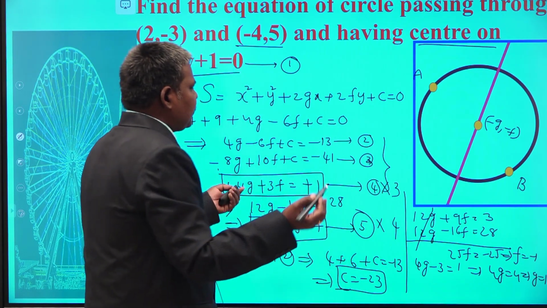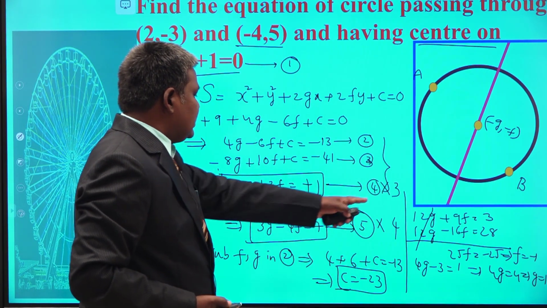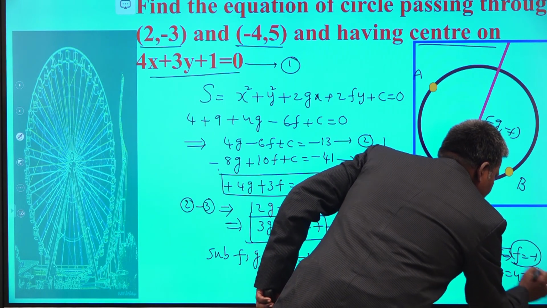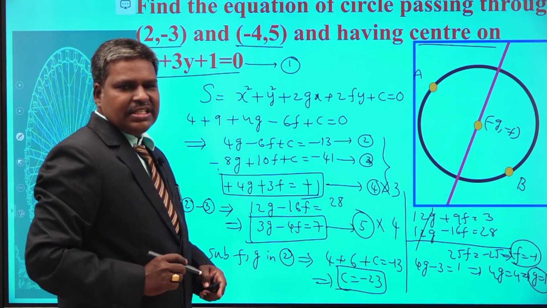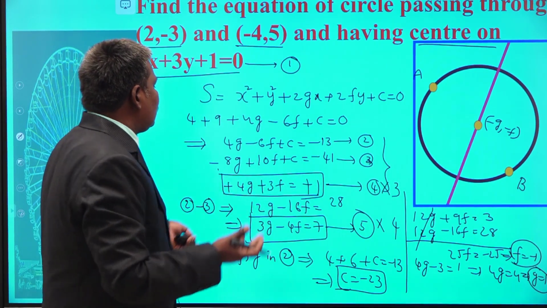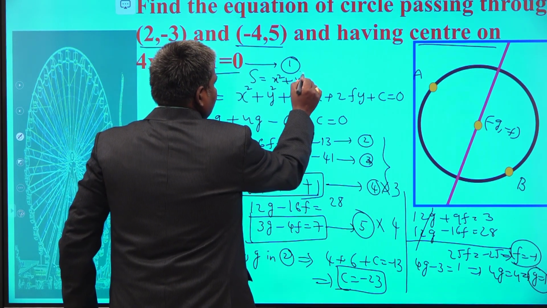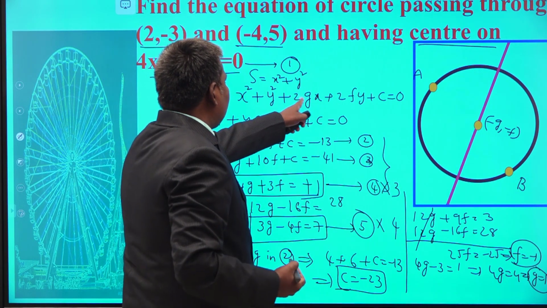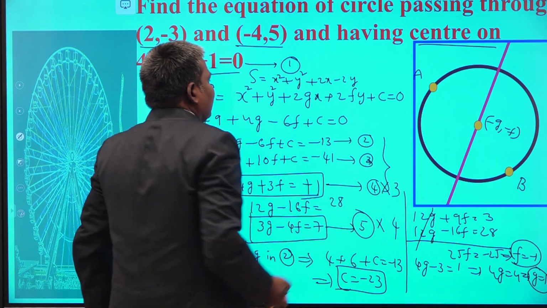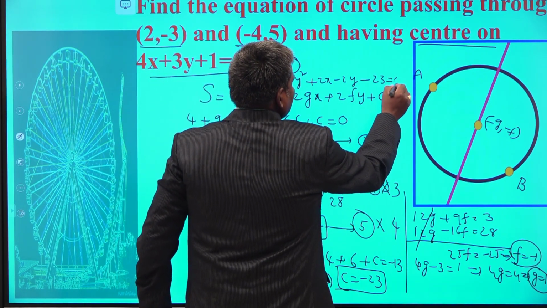Listen students, we obtain a value for c, that is minus 23, g is equal to 1 and f is equal to minus 1. This is the f value. This is the g value, and we already obtained c is equal to minus 23. Keep these three values in your standard equation, S is equal to 0, and we obtain the required equation. What is S now? x square plus y square. What is our g value? 1. 2 into 1 into x, 2x, plus 2 into f, that is minus 2y, because your f is minus 1, and c is equal to minus 23. Keep minus 23 here, that is equal to 0.